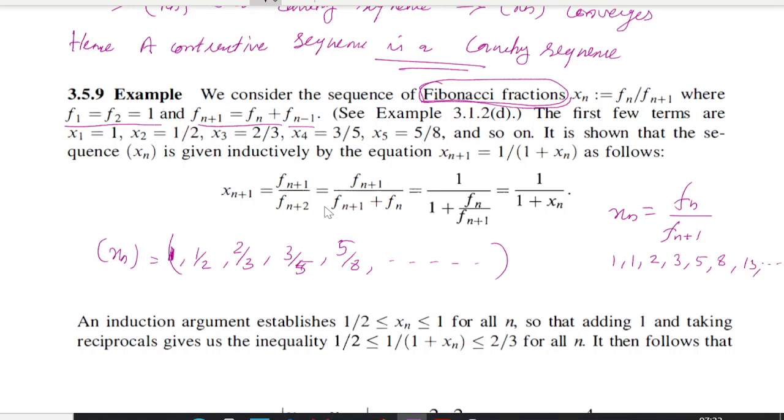Now, according to this, your first term x1 is going to be f1 by f2. That's 1 by 1. So, first term is 1. Second term, f2 by f3, so second term, 1 by 2. Third term, 2 by 3. Next term, 3 by 5. Next term, 5 by 8. Next term, 8 by 13, like that it is going. So this is our sequence here.